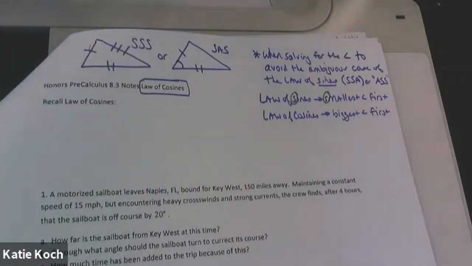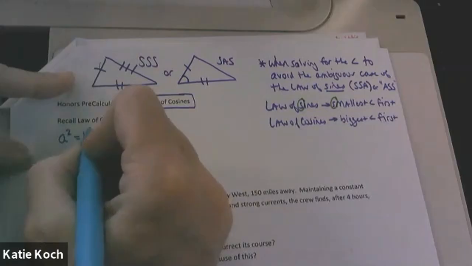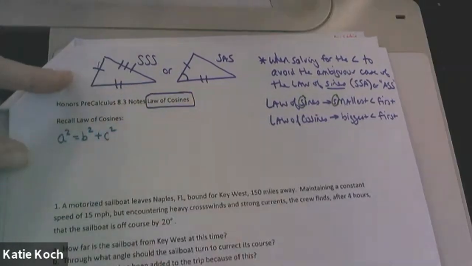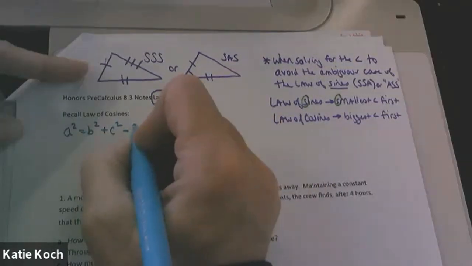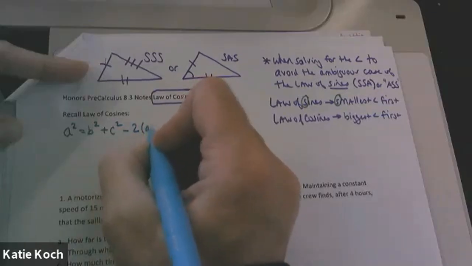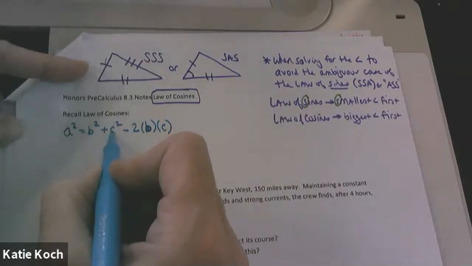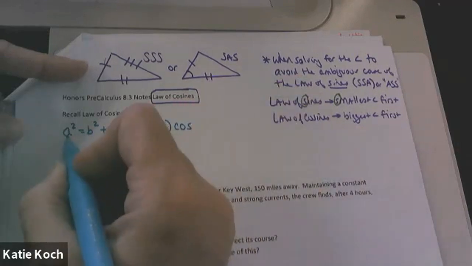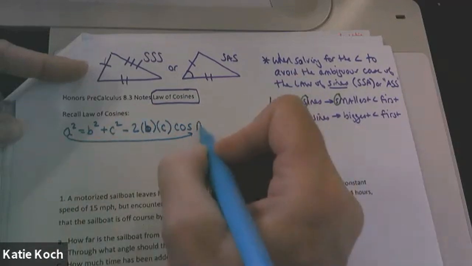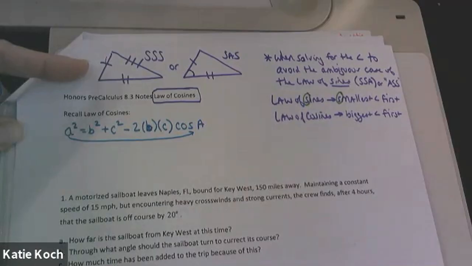Here it comes. The law of cosines says, well, it kind of looks like the Pythagorean theorem in the beginning. It's one side squared equals the sum of the squares of the other sides. It's like a squared equals b squared plus c squared. And then we do minus 2 times b times c, so 2 times the product of these two sides, times the cosine of the angle that's across from the side that we started with. So it's a squared equals b squared plus c squared minus 2bc times the cosine of A.